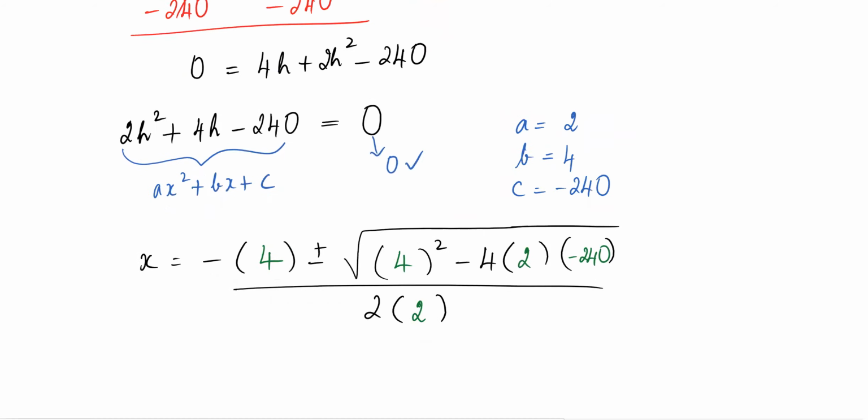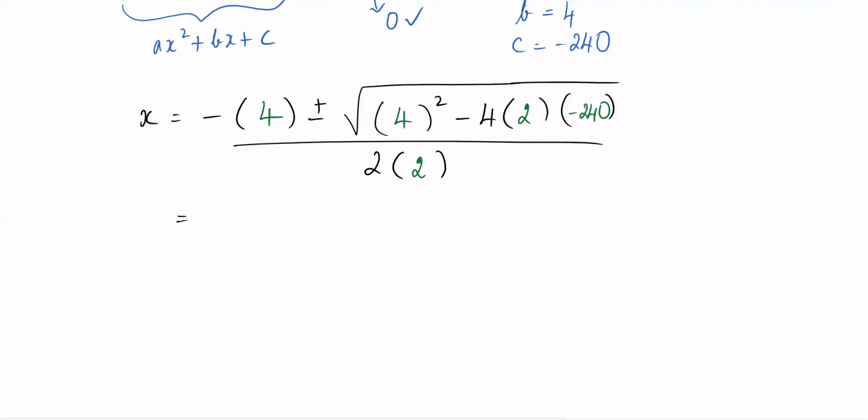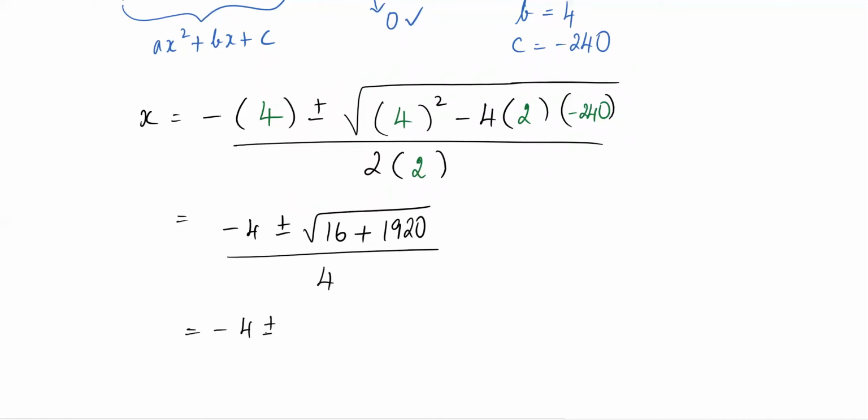Okay. Now it's time to compute this. All right, now we have negative 4 plus or minus square root of 16. There's a negative and negative, so we make it a plus. Okay, and then we need to multiply all of these. 4 times 2 times 240, 1920, all over 2 times 2 is 4. That will be negative 4 plus or minus square root of 1936 all over 4.